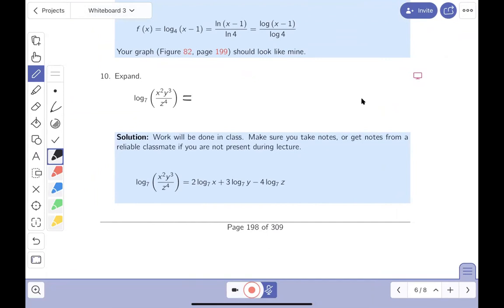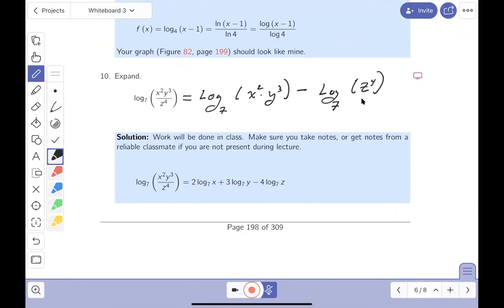I definitely see log base 7. I'm not concerned about that, by the way. And I see a quotient. What's it going to be? Log base 7 of x squared times y cubed, minus log base 7 of z to the fourth.